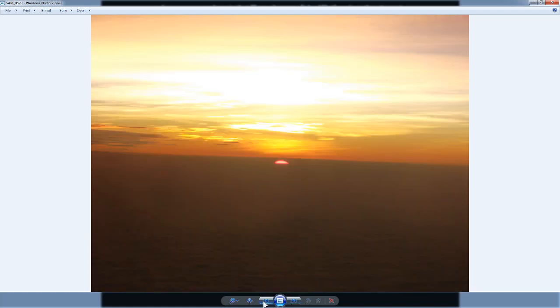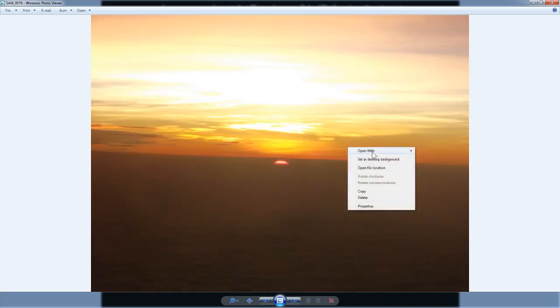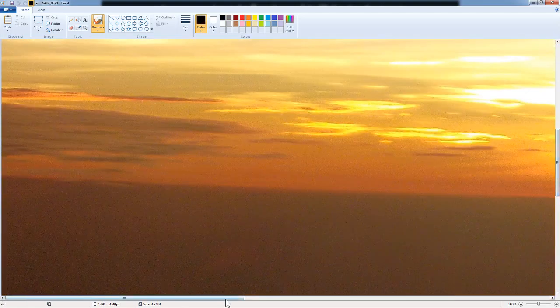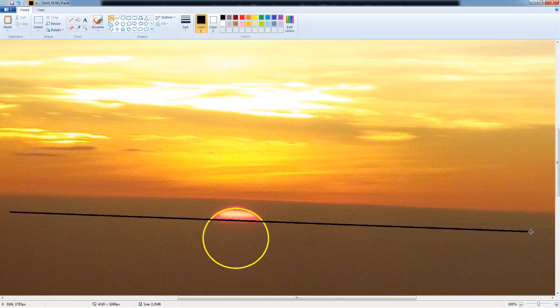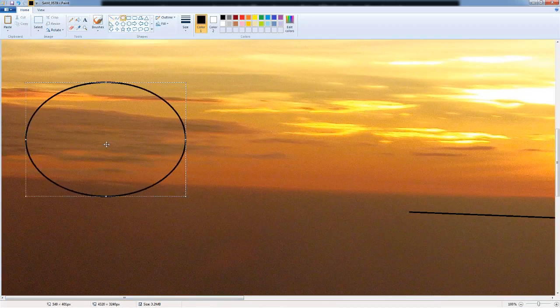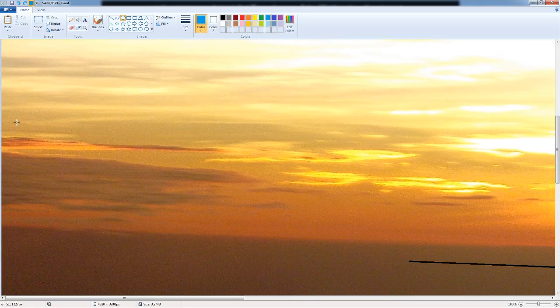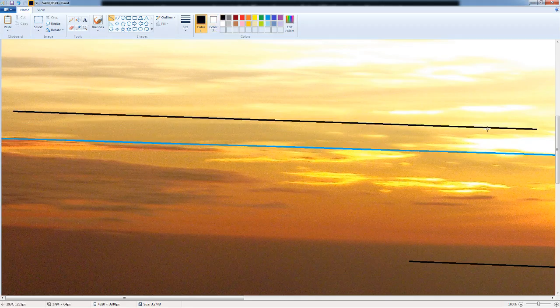Look at that. Here's the sun. Here's the ground horizon. This is supposed to raise up to eye level. Look at that. What is this? Look at that. This is the surface that I am flying above. Its horizon is somewhere up here, maybe a little lower. And eye level is somewhere up here.